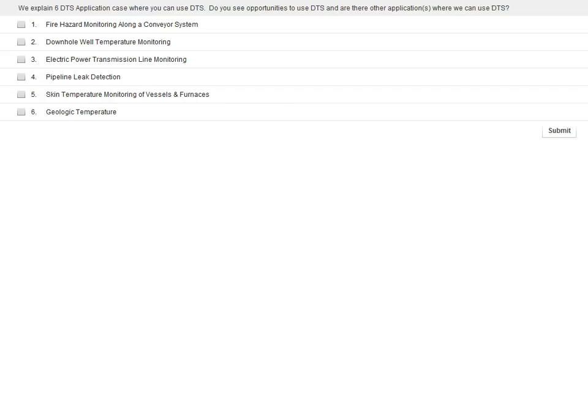Yes, as I go through these, each of these are engineered solutions, and there's a range of variances in all of them, but they're quite well understood applications. There are systems integrators that are very familiar, and we'd be interested in your feedback on this.